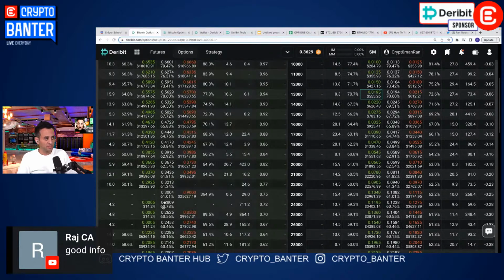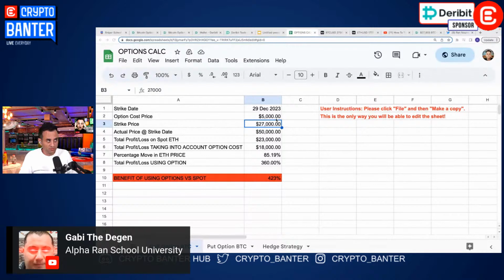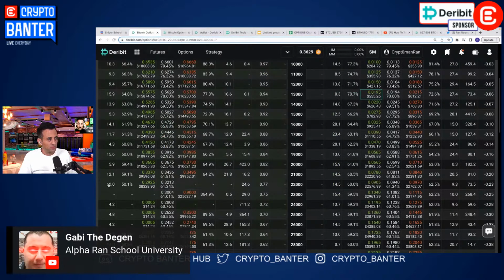You see that? 6,364. By the way, with options, you don't have to wait until the expiry to sell your option. You can trade your options live in real time all the time. It's actually a tradable instrument. And you can see when I was making this earlier, the price of the option was $5,000. But because the Bitcoin price went up, the same option is now trading at $6,000.